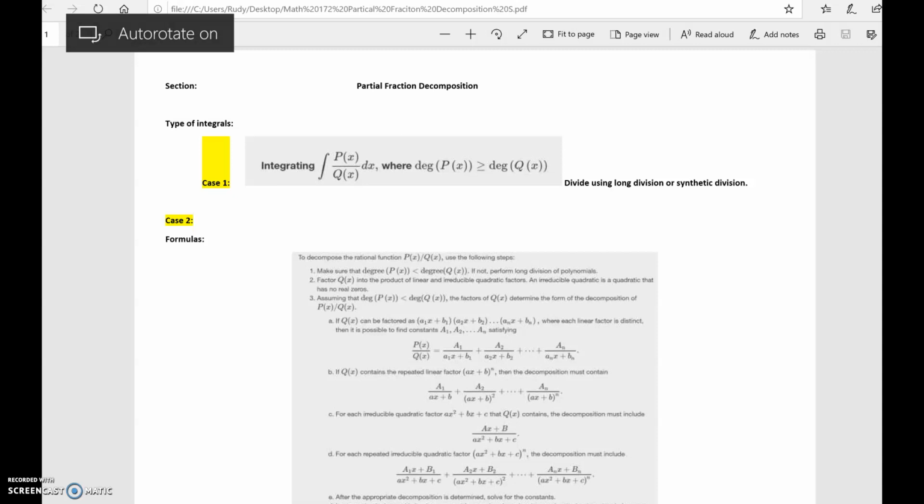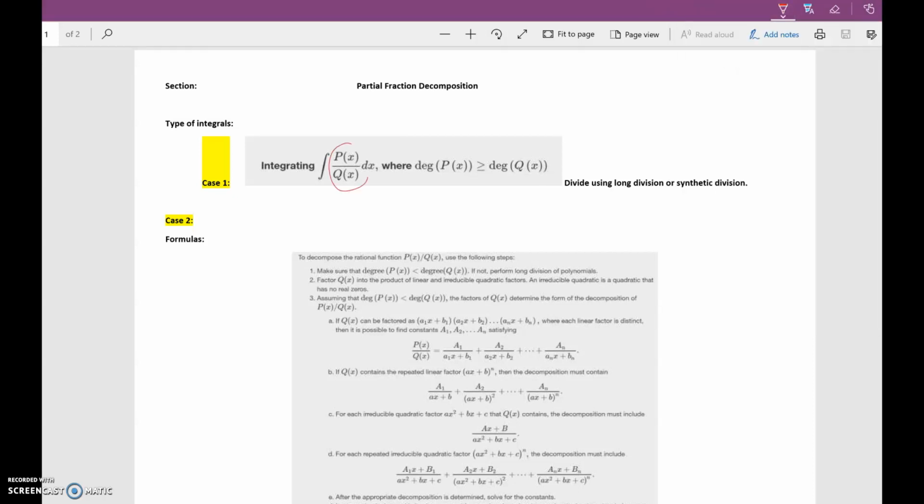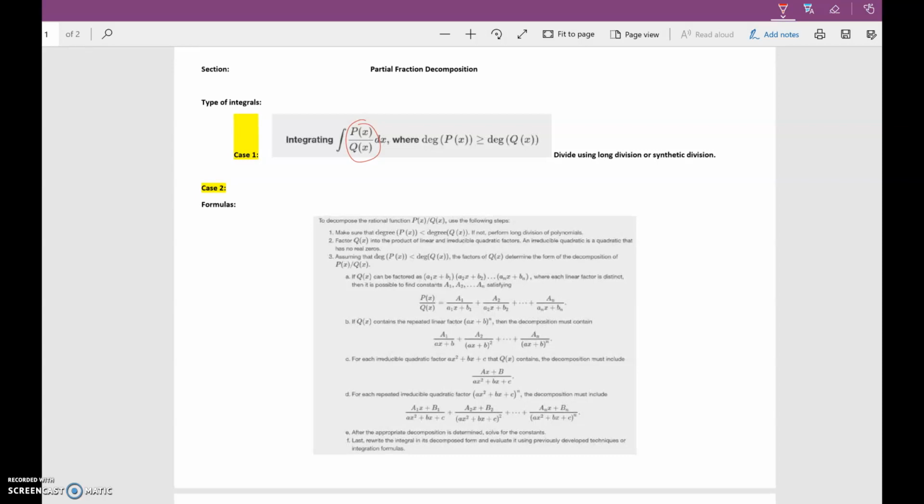Hi class, we need to take a look at the next section, which deals with integrating functions. Some of these are going to be messy, but you technically have the following: some fraction or rational function that falls under two cases. These are the main cases that we're going to deal with in this section. If p of x is greater than or equal to q of x, you have to divide using long division before you apply any integration.